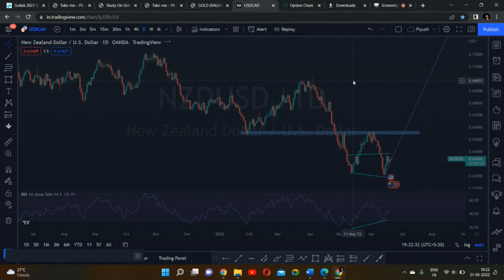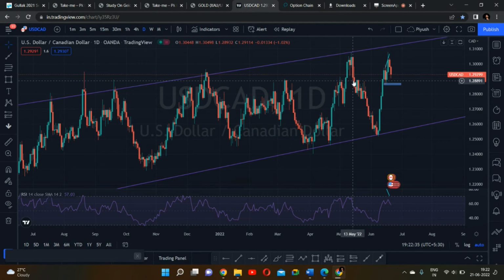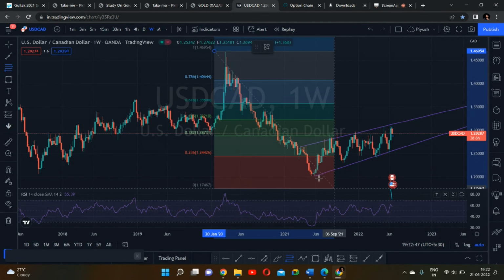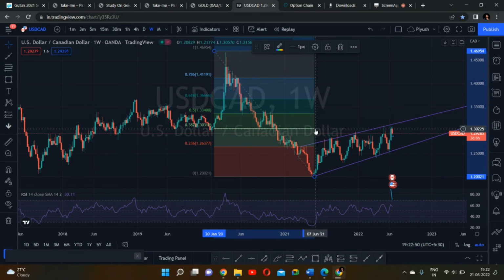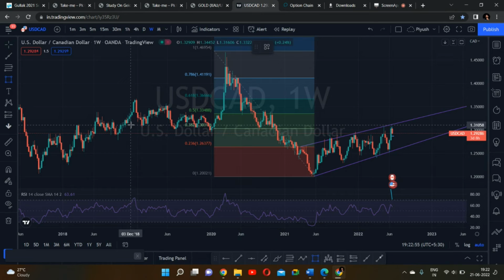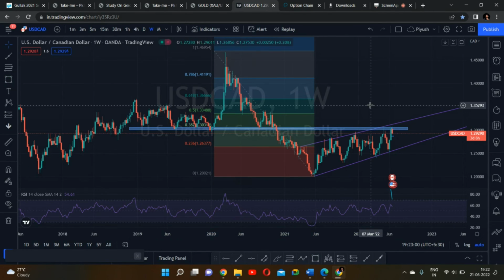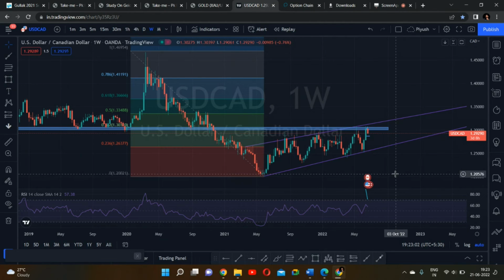Also, the last pair we are going to talk about is US dollar, Canadian dollar. On weekly time frame, what we can see is there was a downtrend, and then there is a retracement. If we try to draw the Fibonacci retracement, it will come somewhere around 0.38 level. That is also a good level for retracement. And also we can see this was a support zone initially. Now it can act as a resistance. So there is a possibility of downfall over here. Also, in this pair I am going to share with you two trading opportunities.